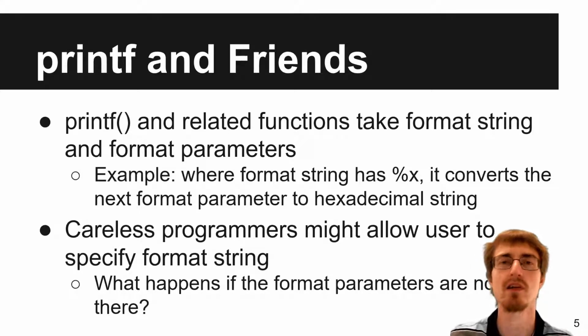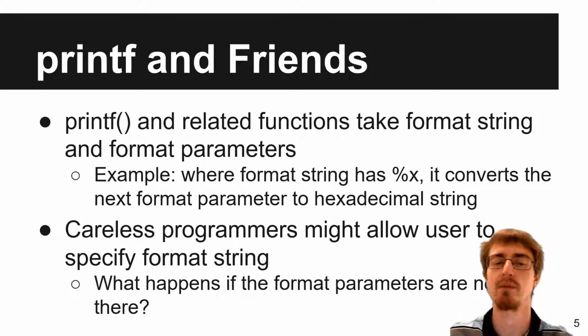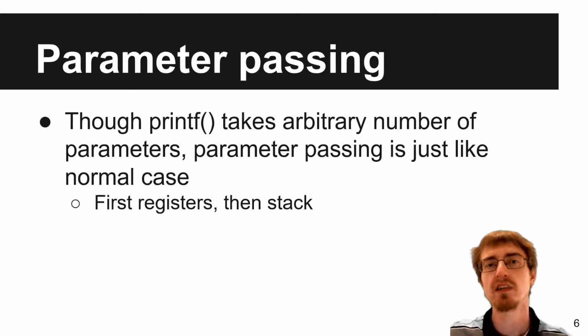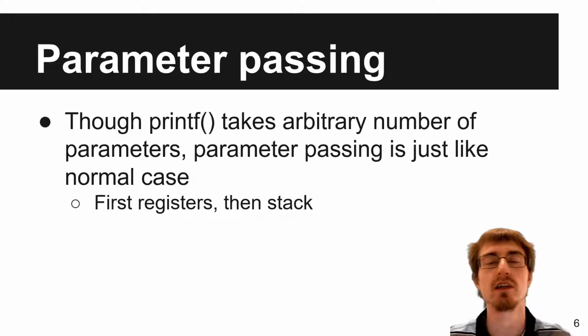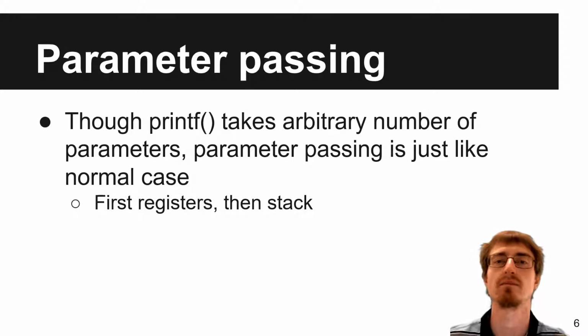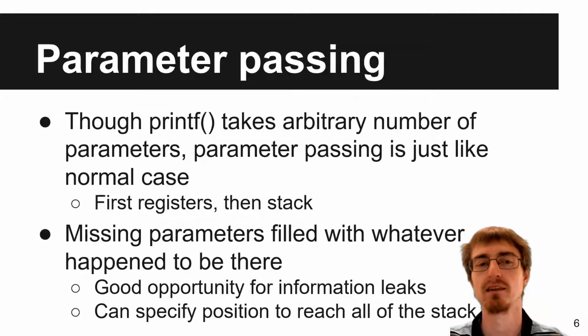Now, take a moment to think about what you expect would happen in this case. It turns out that parameter passing for printf works exactly the same way as for other functions that do not have an arbitrary but rather a fixed number of parameters. But in this case, simply the user can specify as many of these parameters as they want. So first we use the registers and then we use the stack for the remainder. Now what would happen if some of these arguments were missing?